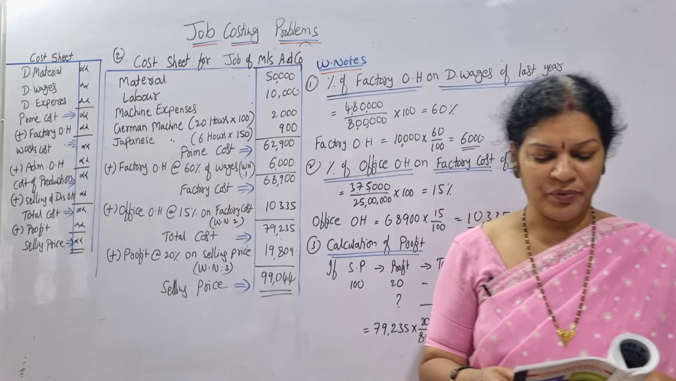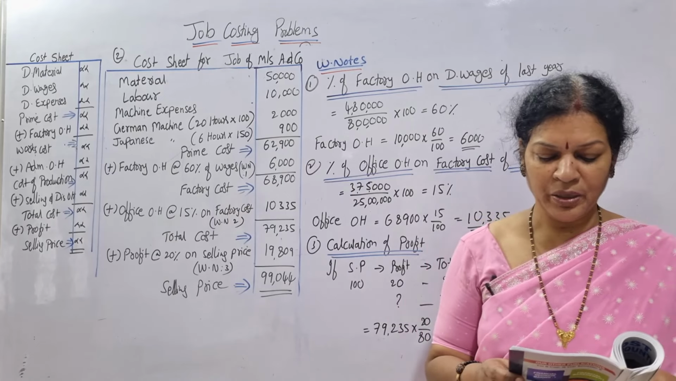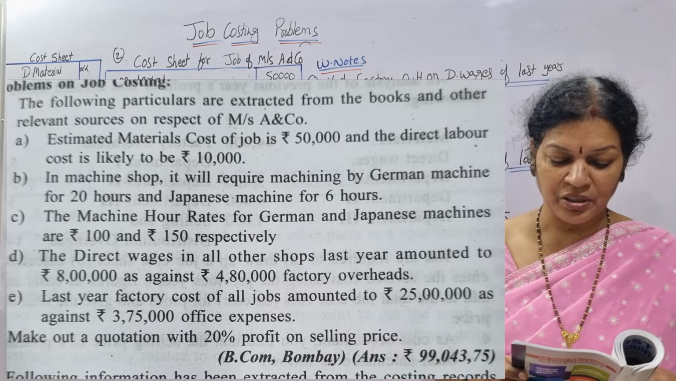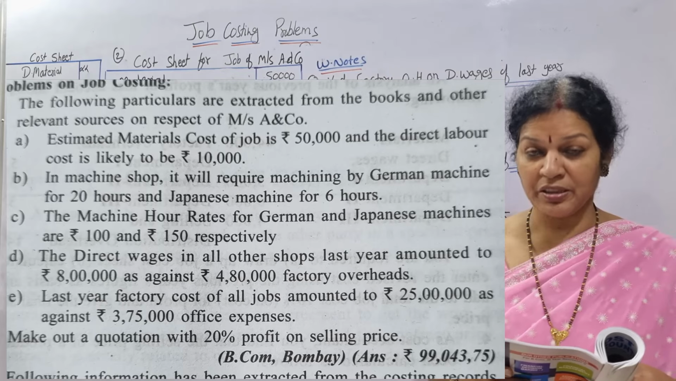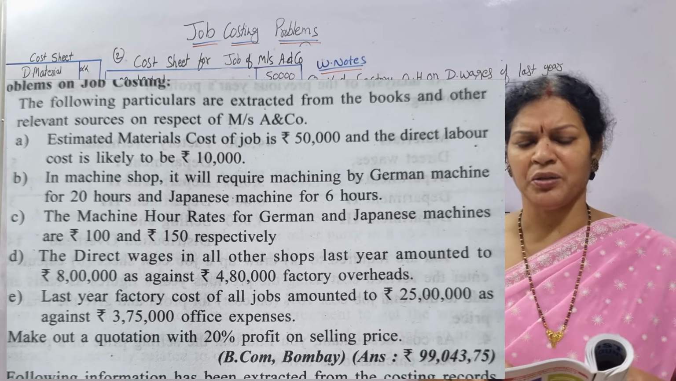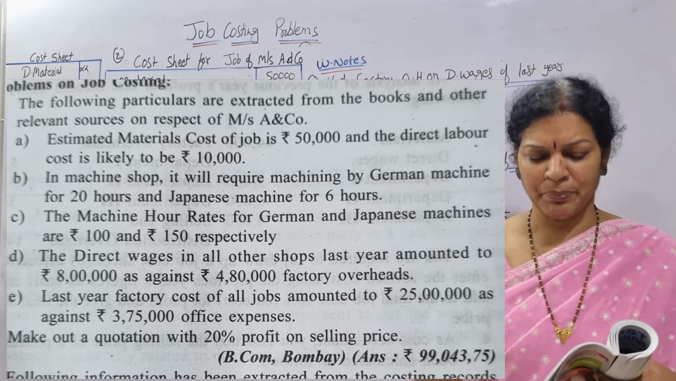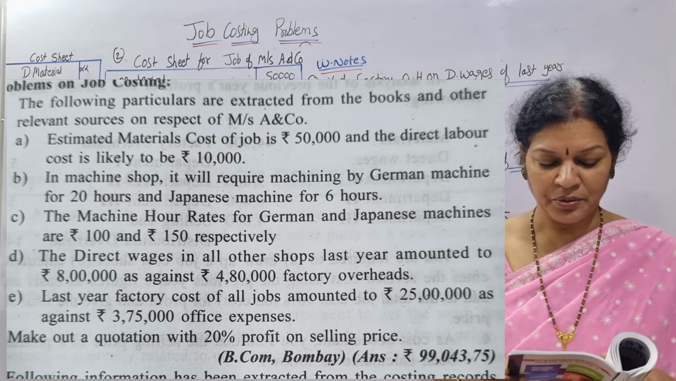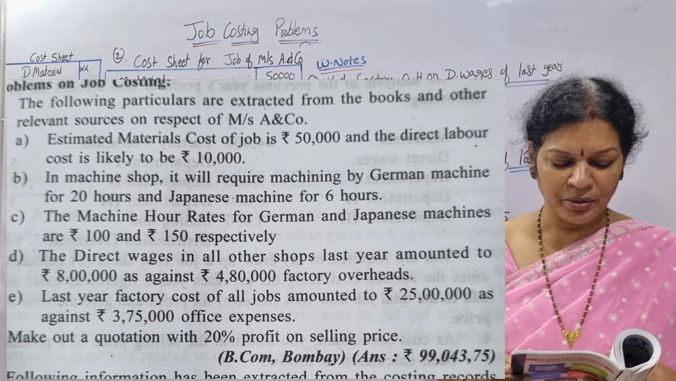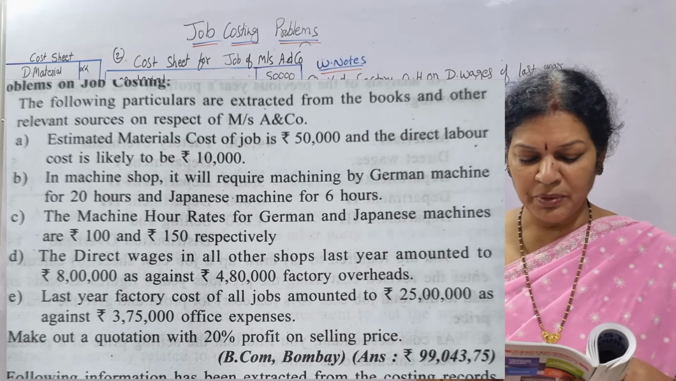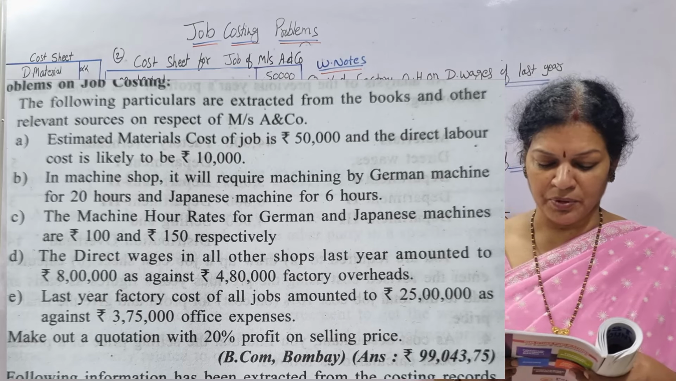Let me read the problem first. The following particulars are extracted from the books and other relevant sources in respect of Messrs. A and Company. Generally, they used to give a job number, but now they have given the job for a particular person, that is Messrs. A and Company. Okay. So, how many bits are there? A, B, C, D, E. 5 bits. First bit, estimated material cost of job 50,000.